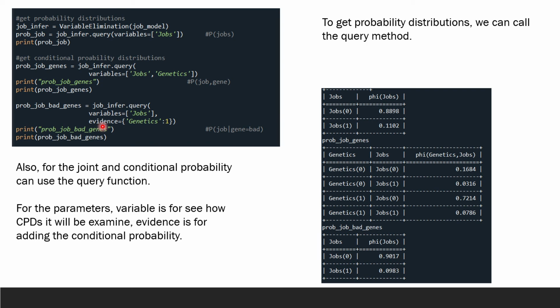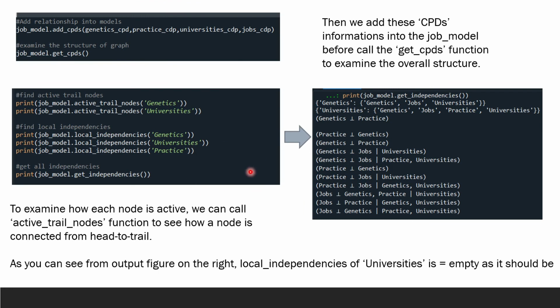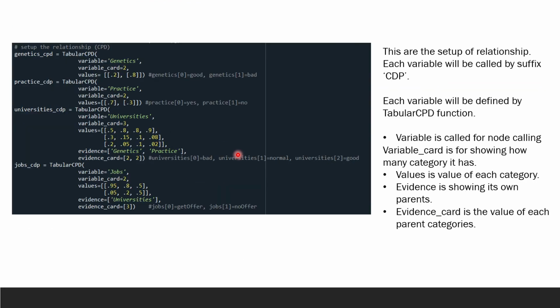Let's see this example, the third example. As you can see, the evidence here uses brackets to assign the evidence to be only one given number. So let's go through the previous page. In the previous page, the university CPD, we use the evidence called genetic and practice, right? Remember university, genetic, practice. Go back.